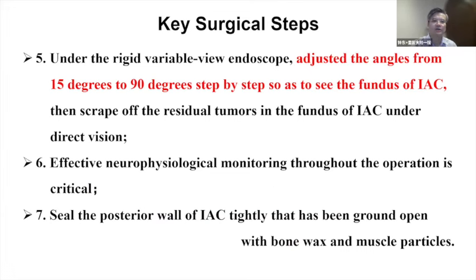Five, under the digital variable view endoscope, adjust the angle from 15 degrees to 90 degrees step by step, so as to see the fundus of the IAC. Then scrape off the residual tumor in the fundus of the IAC under direct vision. Six, effective neurophysiological monitoring throughout the operation is critical. Seven, seal the posterior wall of the IAC that has been ground open tightly with bone wax and muscle particles.